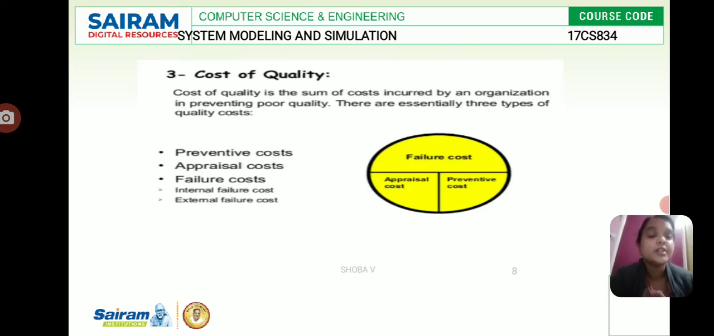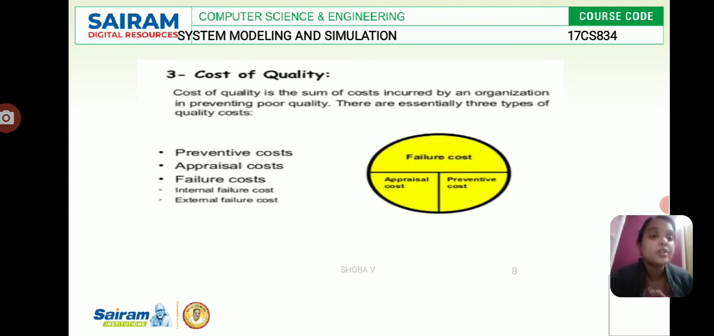The third one is the cost of quality. How the products and process are to be quality based: the cost of quality is the sum of costs incurred by an organization in preventing poor quality. We can overcome poor quality by giving the cost of quality, and there are essentially three types of quality cost: preventive cost, appraisal cost, and failure cost. Under failure cost we have two things, internal failure cost and external failure cost.